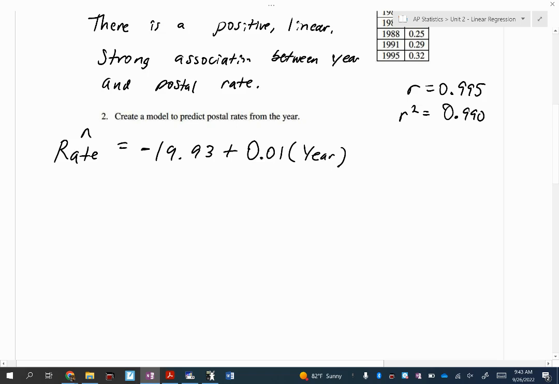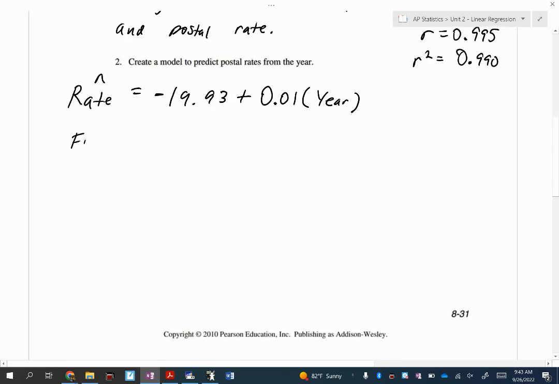I think that the slope means that for every year, the postal rate increases by 0.01 dollars. Okay, so we could also say by 1 cent. All right, so I'll say for each increase.